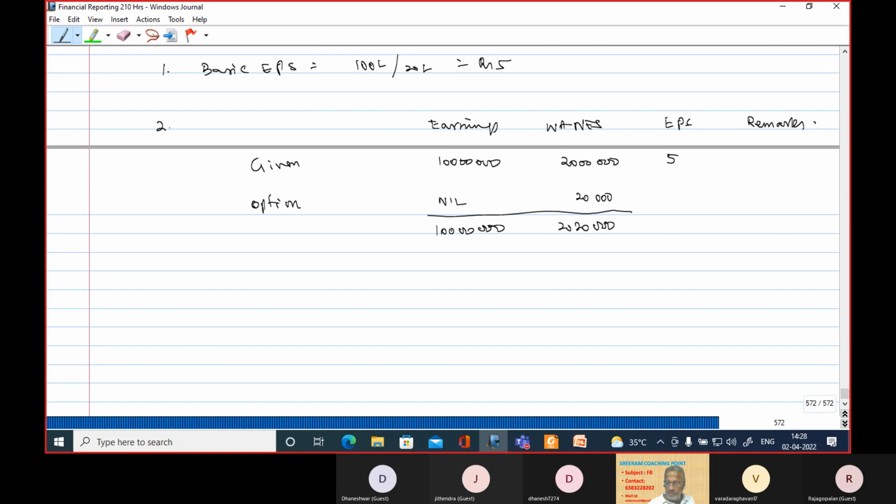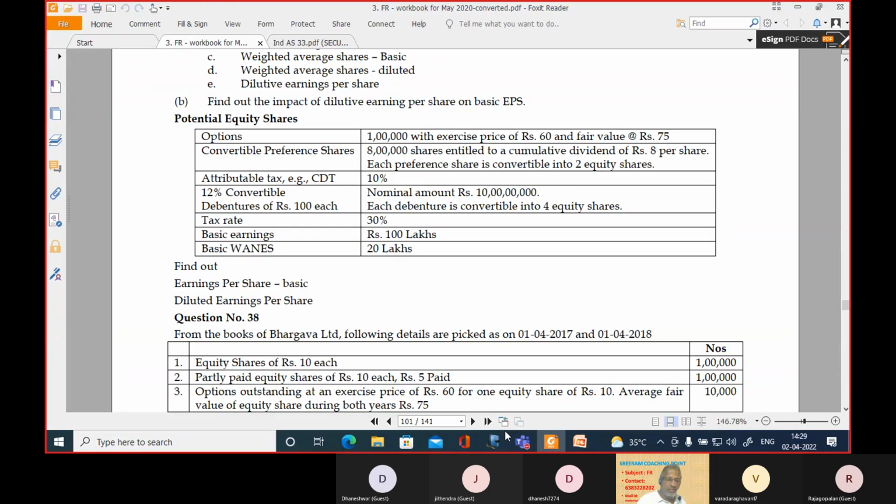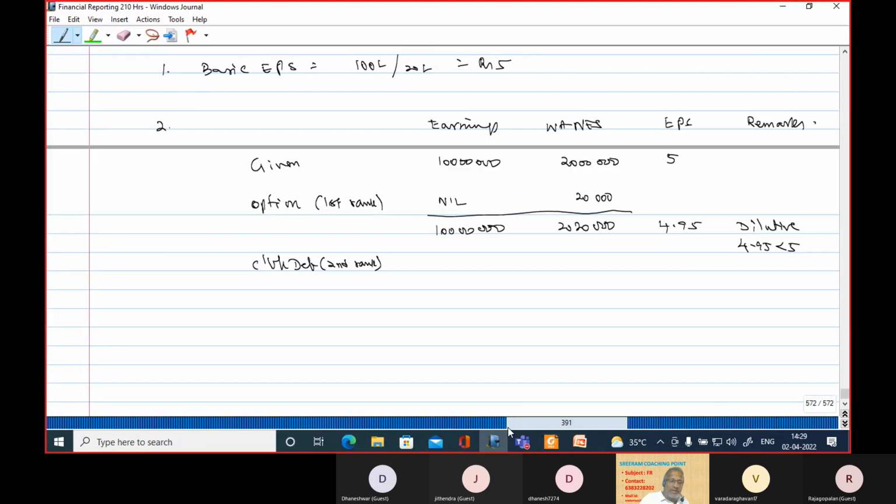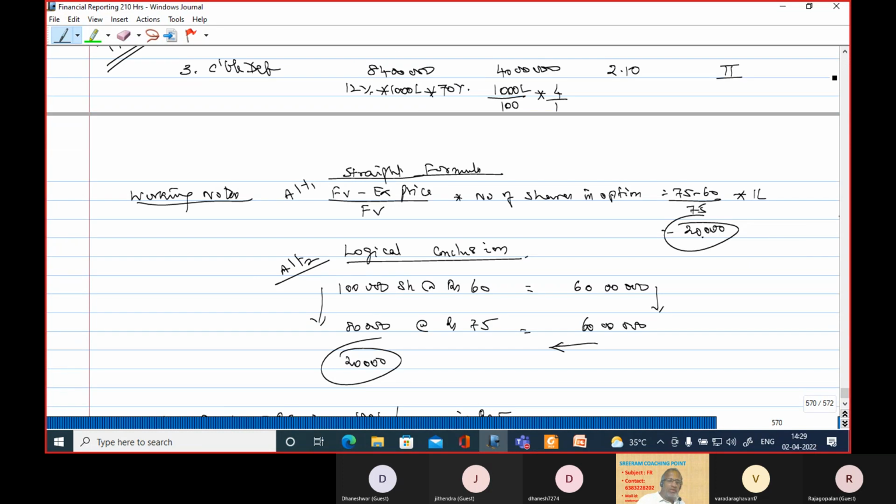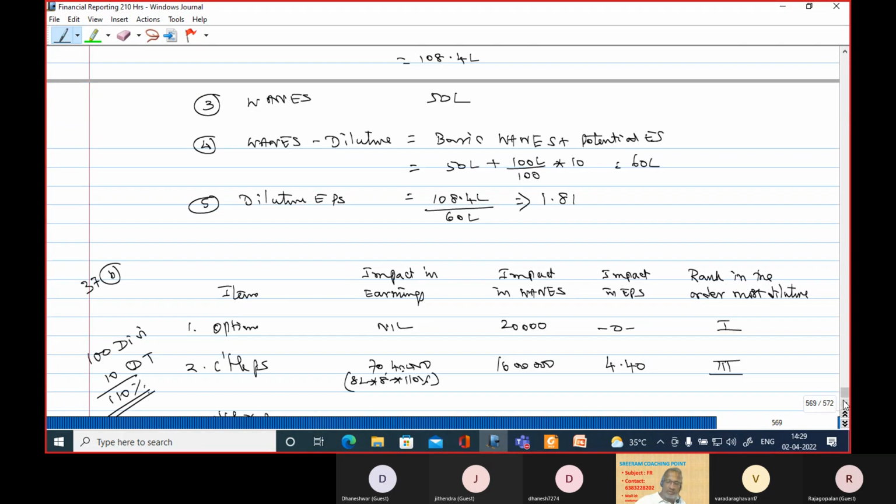Divided by 20 lakhs 20,000, that is 4.95, which is dilutive. Why? 4.95 is less than 5. This is the first rank. Next one to be taken is convertible debentures, second rank.